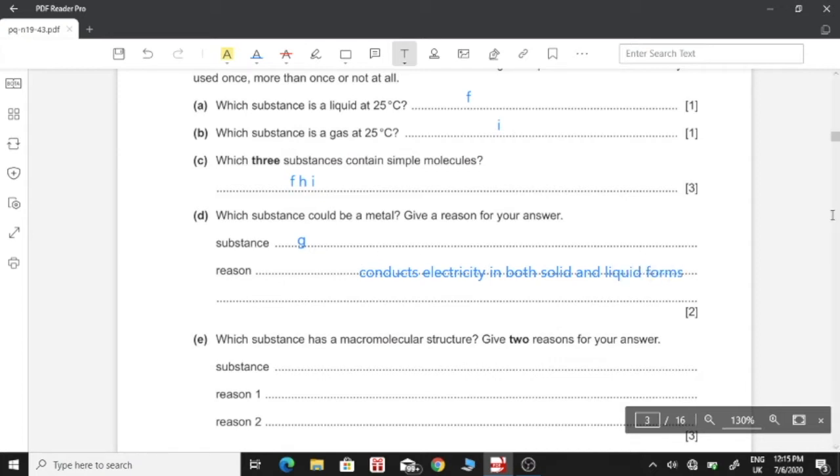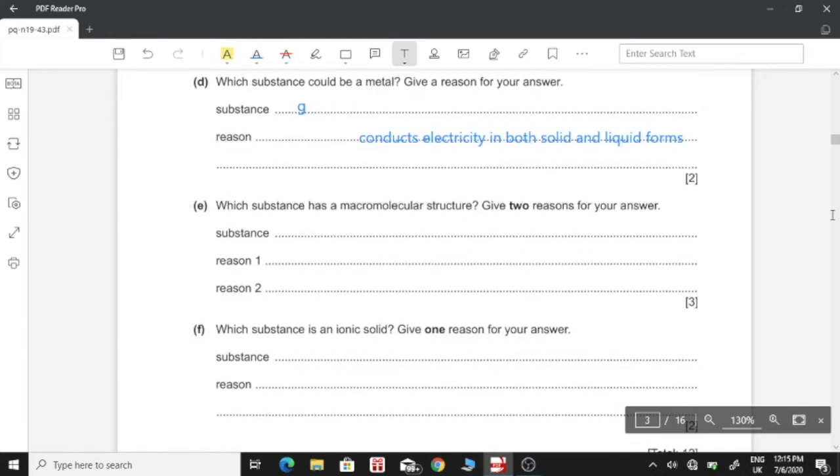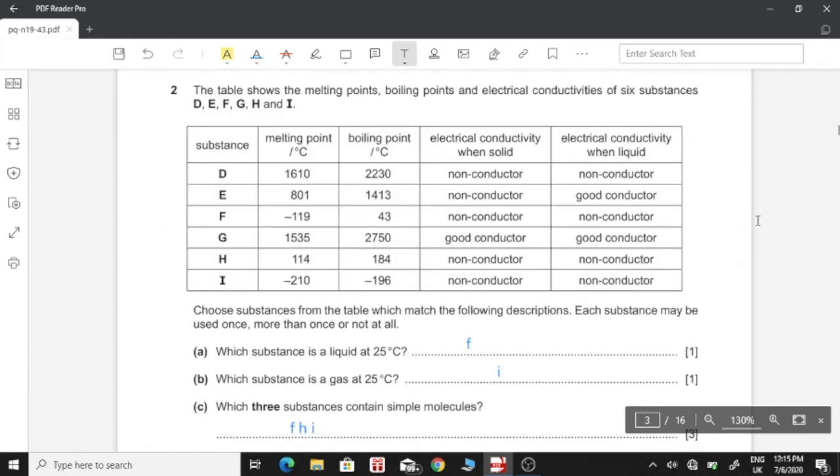Right. Part E, which substance has a macromolecular structure? Give two reasons for your answer. Alright, macromolecular structure is found in covalent compounds. Now covalent compounds cannot conduct electricity, but when they have a macromolecular structure, they have high melting and boiling point. So we have this D over here which has high melting and boiling point but cannot conduct electricity. So the answer here is going to be D.